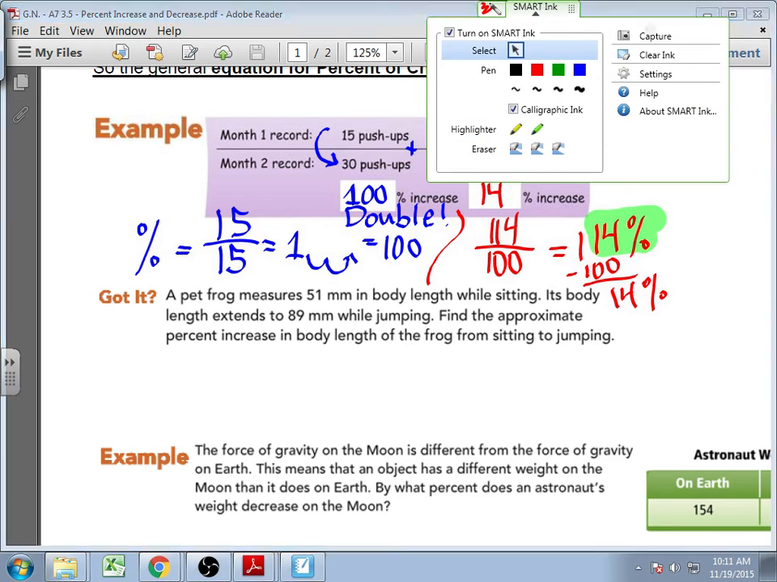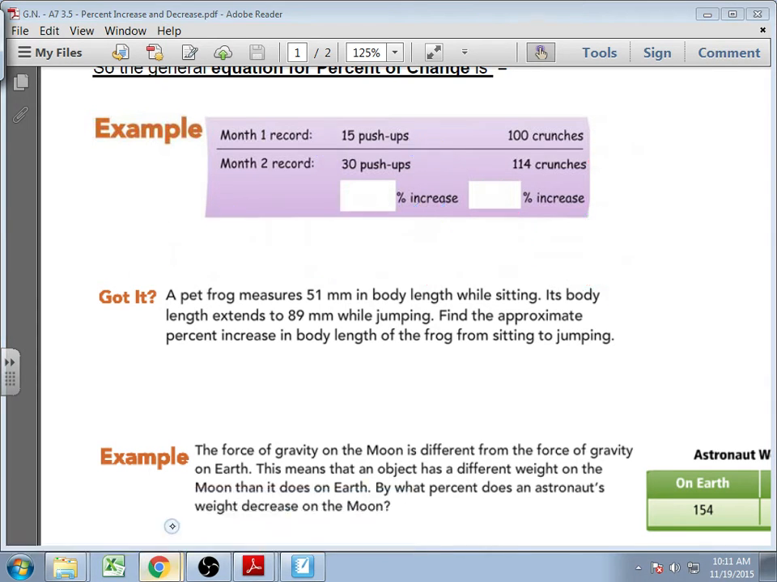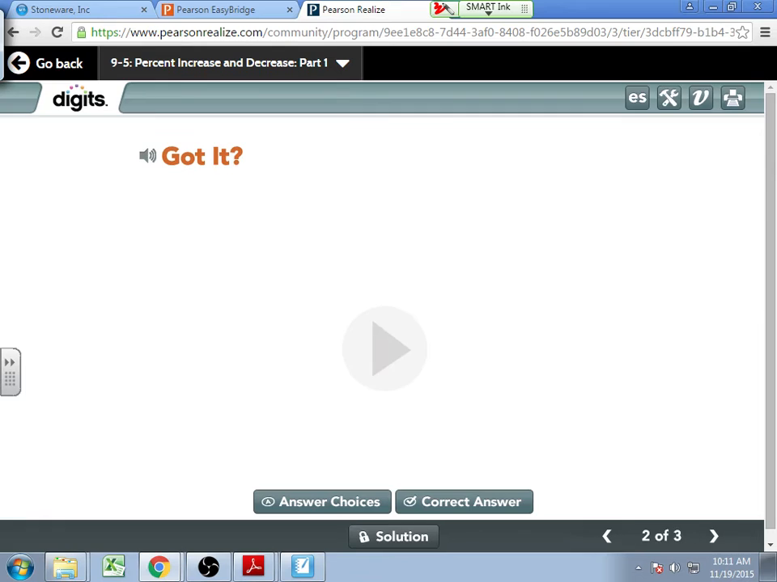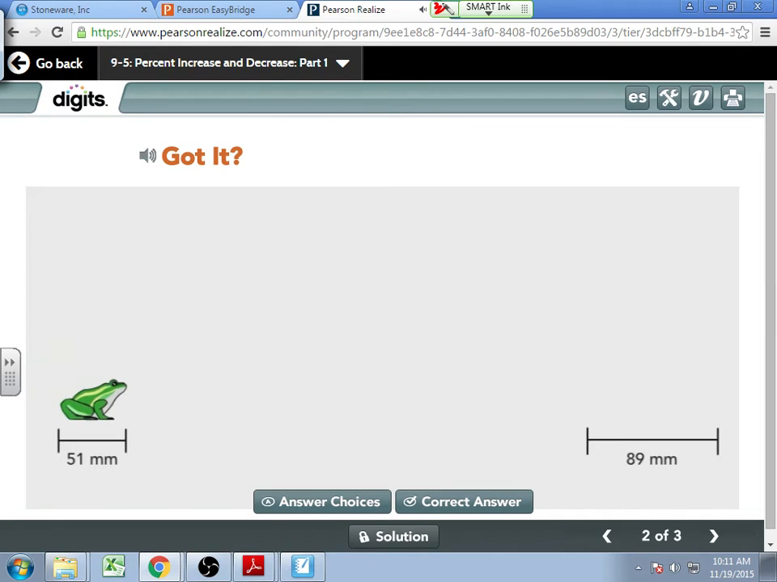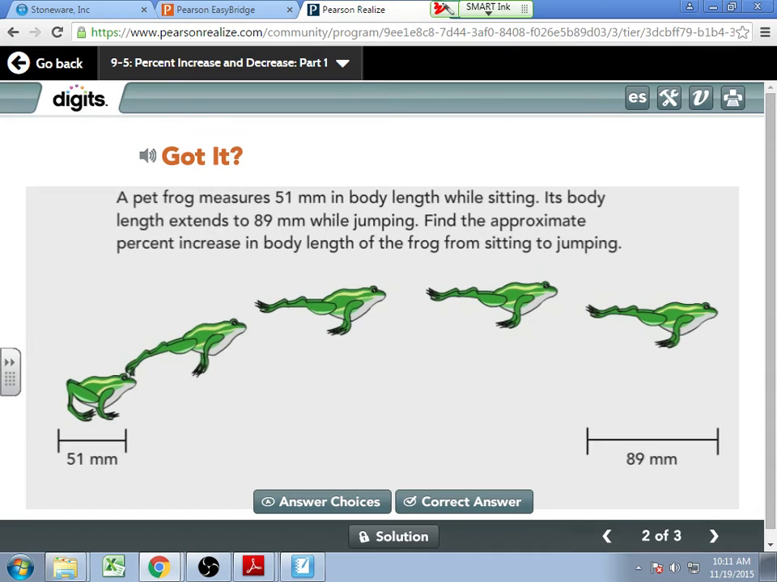Okay. Let's say Mr. Cabilo decides Einstein needs a friend. So we buy a frog. The frog, while sitting, measures 51 millimeters. But we have a high-speed camera. We film it in high speed and look at it in slow motion. The longest the frog is extended is 89 millimeters. So we want to say, what is the percent change in the frog's compacted length to its extended length?